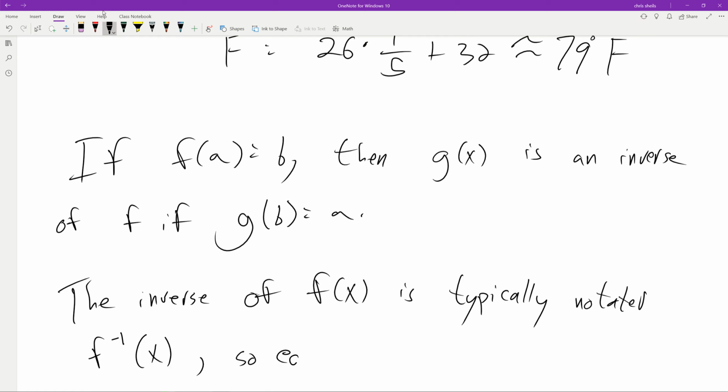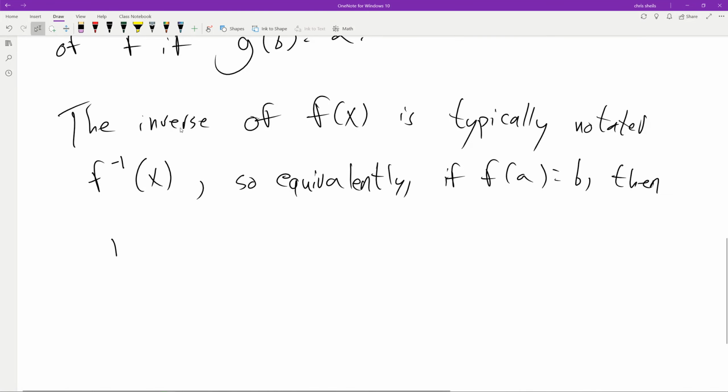So equivalently, if f of a is equal to b, then f inverse of b is equal to a. So notice here that this raised -1 used in this notation for my inverse function is simply a notation. This doesn't actually designate any kind of exponent here.